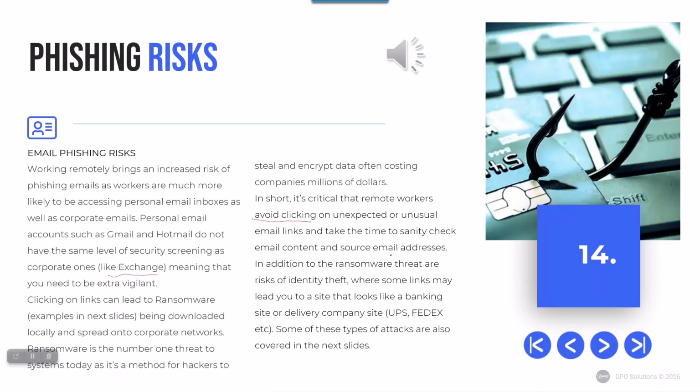In addition to the ransomware threat are the risks around identity theft, where some links may lead you to a site that looks like a banking site or delivery companies such as UPS, FedEx, etc. Some of these types are also covered in the next slides. So note on ransomware, it's a worldwide, clear and present danger in the cybersecurity and privacy space, with millions of attacks happening every year. And now what we're seeing is much more AI-enabled attacks, which are really driving these attacks up at scale.